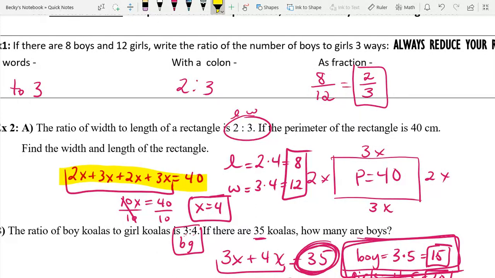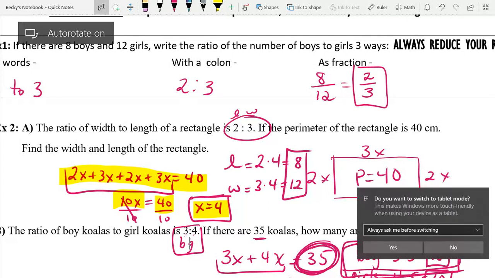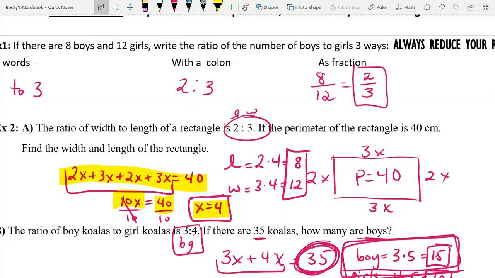So when you add up all the sides, it equals your total. So if you add up everything on the left side, you get 10x. Meanwhile, the right side stays 40. And when you divide, you get 4. Now, you have to make sure you always go back and reread the question. And it says, find the width and length of the rectangle.